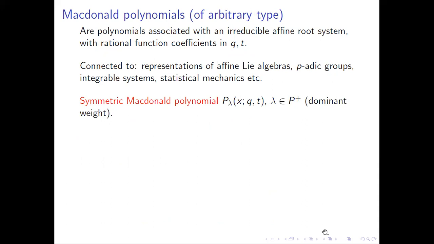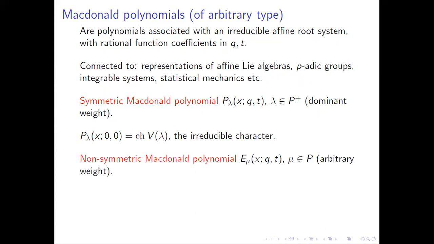There are the symmetric ones. The symmetry is here with respect to the Weyl group action, the finite Weyl group action. So these are indexed by dominant weights lambda. And as I said, they are polynomials in X with coefficients rational functions in q and t. And when you specialize q equals t equals 0, you just recover the irreducible character corresponding to the highest weight lambda. So there are certain deformations of this character, one way to view them.